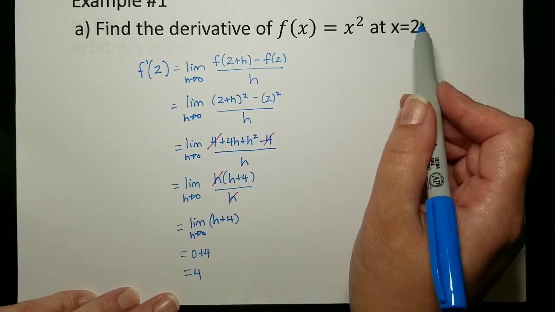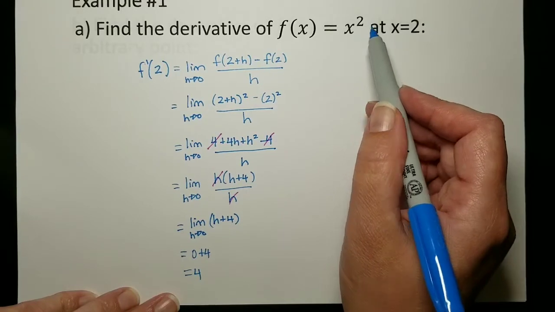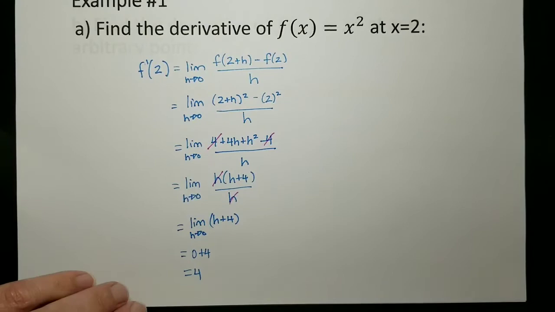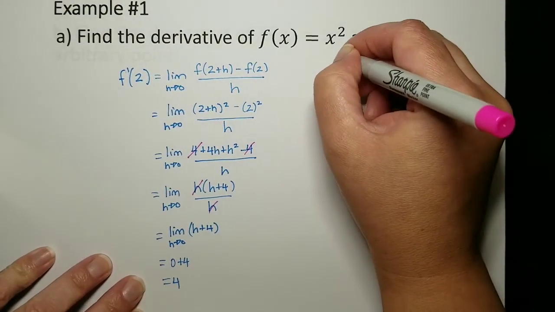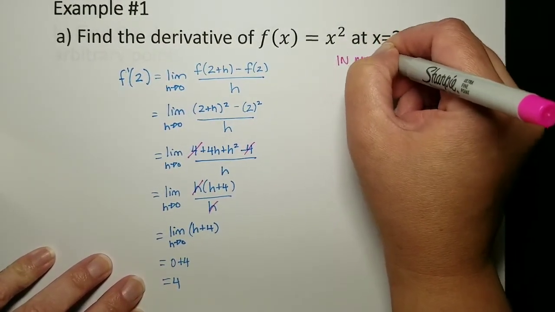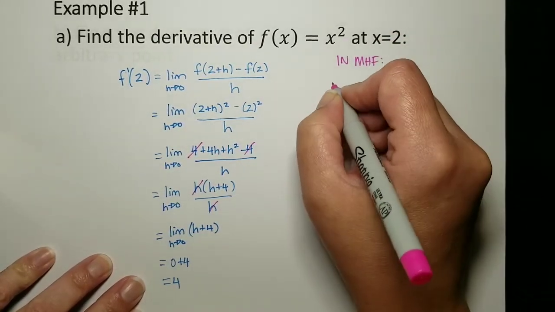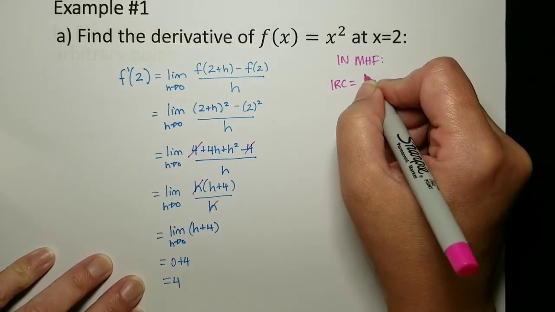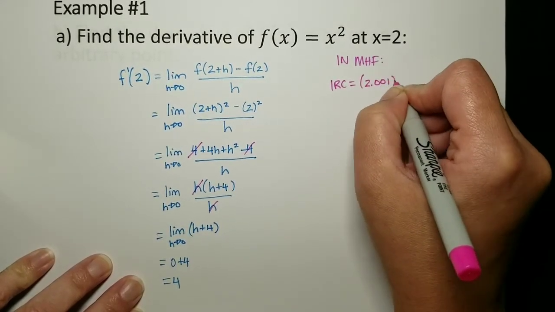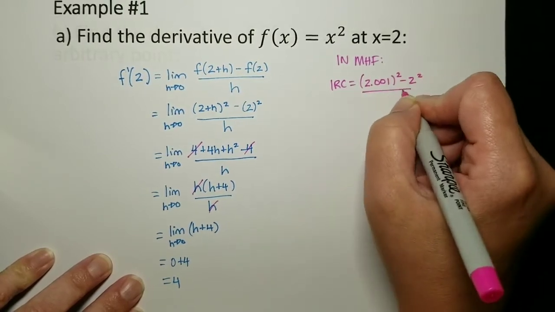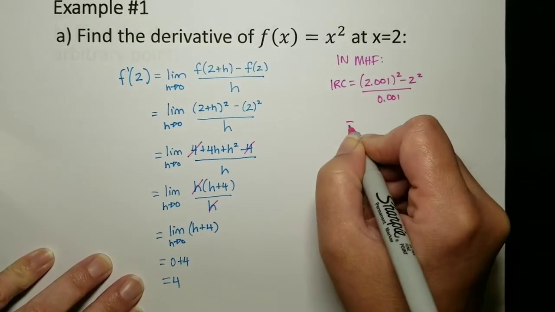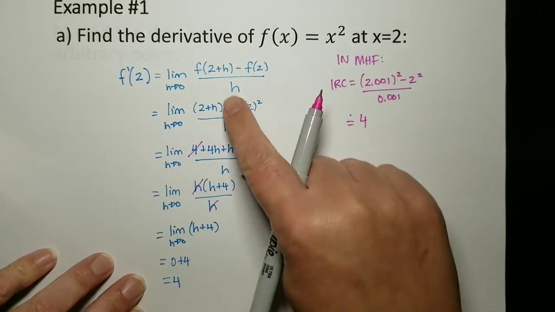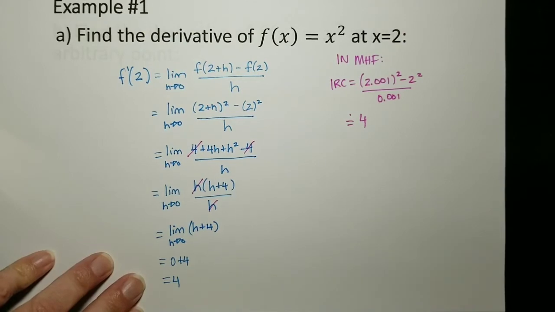If you put in 2.001 squared minus 2 squared over 0.001. So in advanced functions, what you would have done is said that IRC equals 2.001 squared minus 2 squared over 0.001, and you would have plugged that into your calculator and said, oh, it's about 4. So this way looks longer. It really does, and it is.